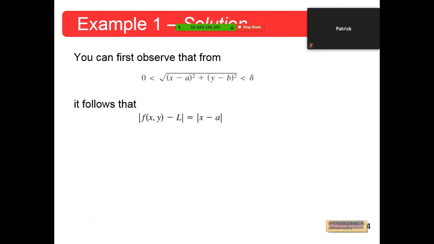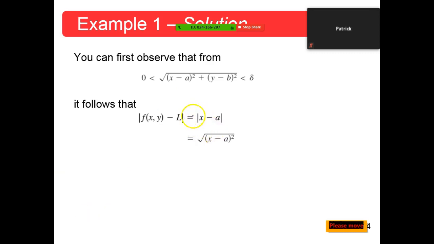You can first observe that from 0 less than the square root of (x minus a) squared plus (y minus b) squared less than delta, it follows that the difference of these two is that. We've already said that: this is your x, this is your a. Now, the absolute value of x minus a is the same as the square root of (x minus a) squared, because this thing is always positive. I'm going to get rid of mine.